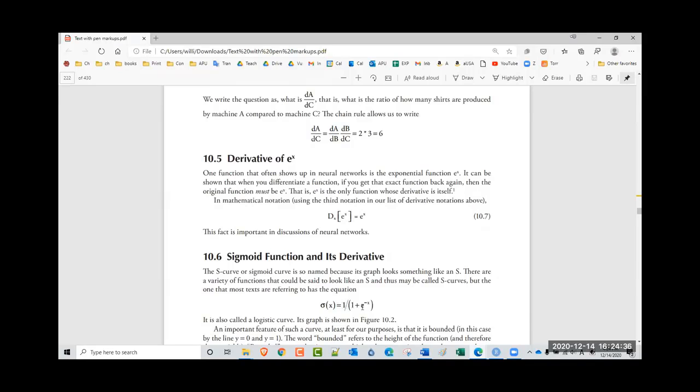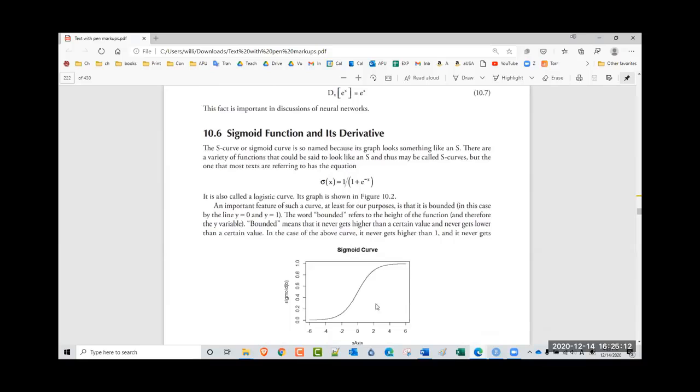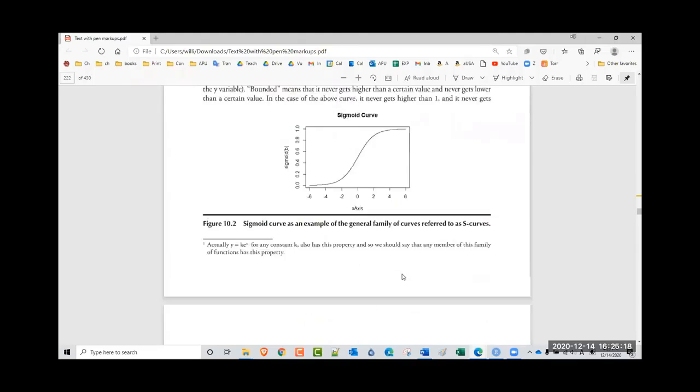And this function is very important in neural networks. It's called a logistic curve. It's also called the sigmoid function, so you could call it the sigmoid function, or you could call it a logistic curve. Anyway, we give it a special symbol, sigma, but that's the name of this function. This is what the function is right here. So it's 1 over 1 plus e to the minus x. That's a very important function, and the graph of it looks like this. It's called the sigmoid curve.